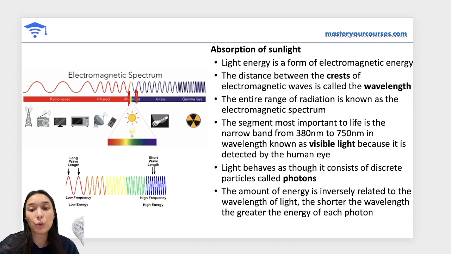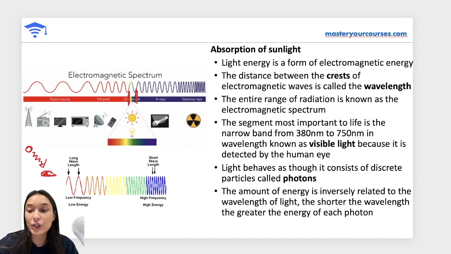Now we're going to look at light as though it consists of discrete particles called photons. So when we talk about the absorption, we really just talk about a photon, a single unit of light striking down and hitting a pigment molecule for absorption. It's not going to be a stream of light. We're going to think of it as one discrete particle.